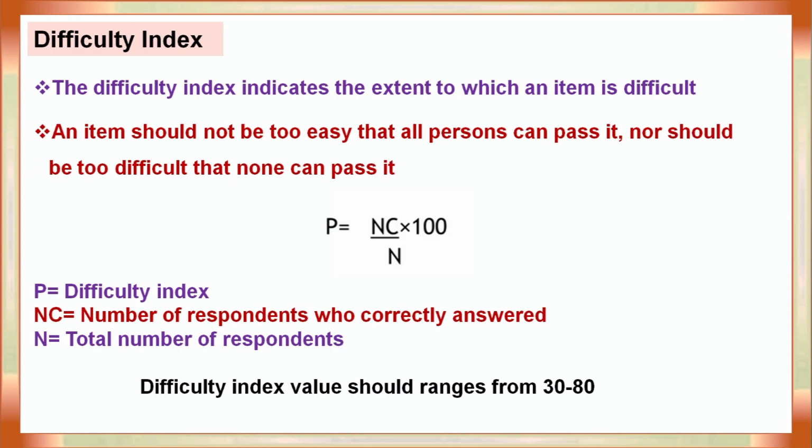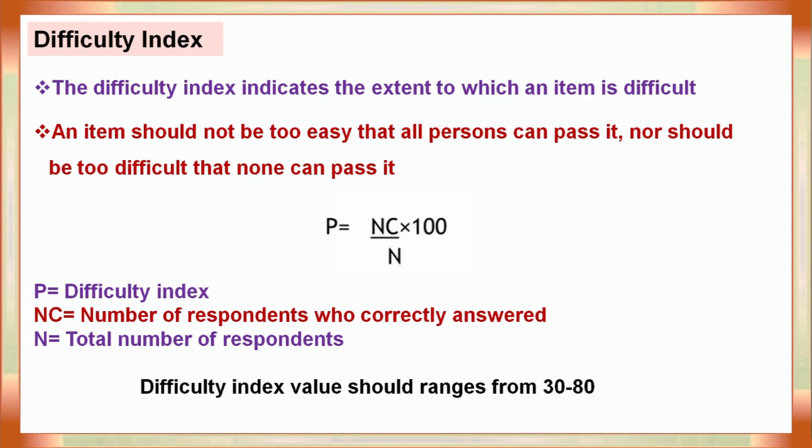What is the mathematical formula you need to calculate this difficulty index? If you represent it by p, then p = nc / n × 100. Here nc means the number of respondents who correctly answered, divided by the total number of respondents. As I told you, it is the proportion of respondents who answered that particular question correctly, and when you multiply it by 100, it converts to a percentage. As an acceptable rule, the difficulty index value should range from 30 to 80.